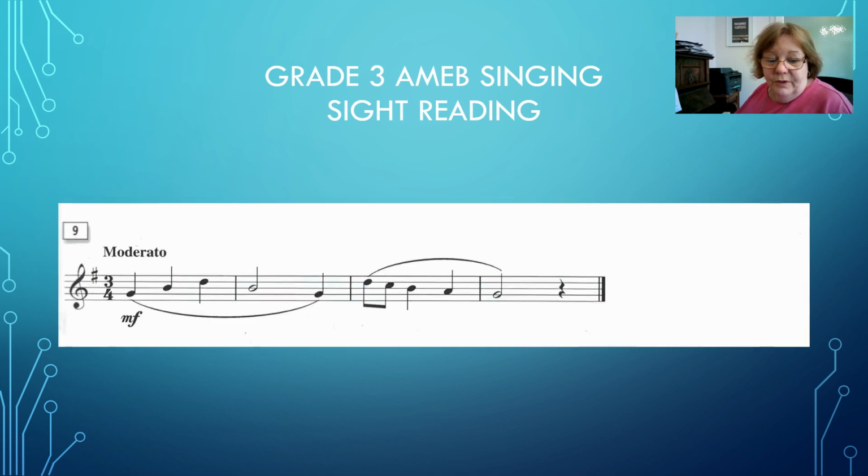Number 9, we're in 3/4, and this one starts and ends on the tonic, and you can see we've got an F sharp, so that makes it a G major. So that's the key we're in, and we're starting on G, and we're in 3/4. Let's have a look at the rhythm.